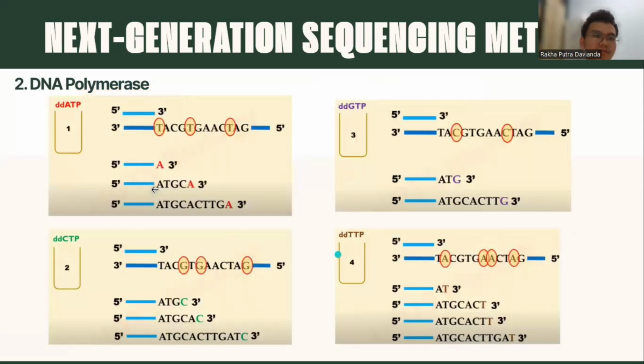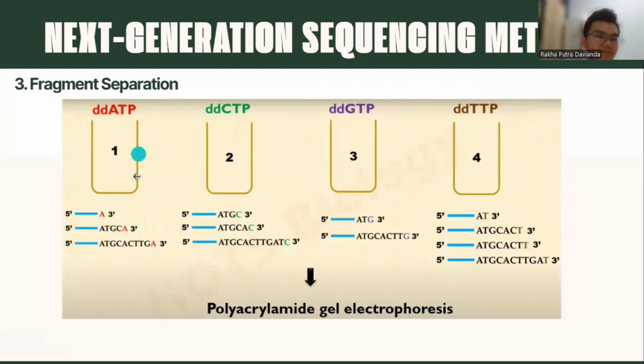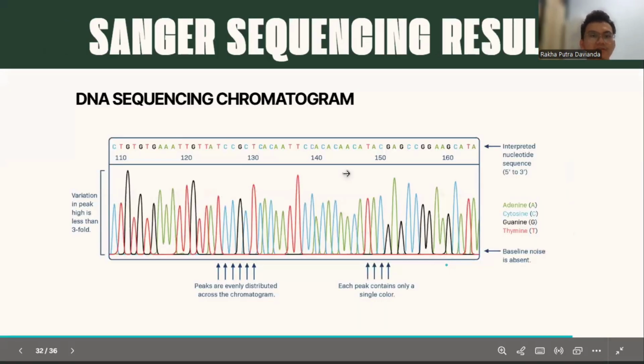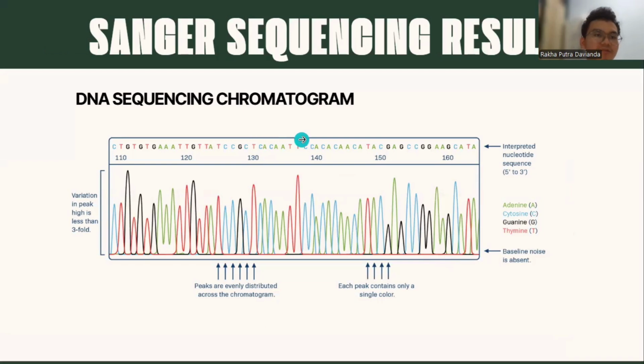And the last one, fragment separation. The fragments will be separated by polyacrylamide gel electrophoresis. The DNA sequencing result will be represented by a chromatogram, where each nucleic acid base is represented by a different color.